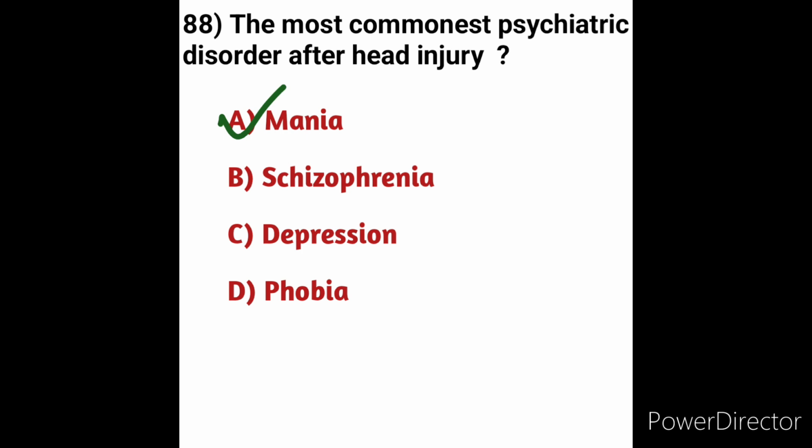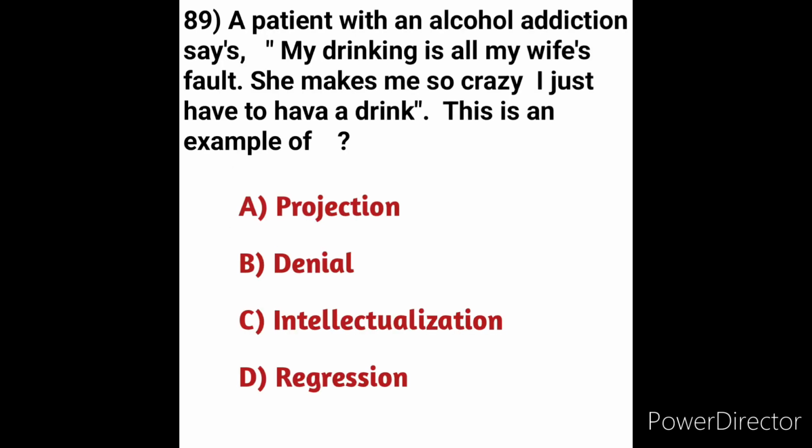Next we will move on to question number 89. A patient with an alcohol addiction says, "My drinking is all my wife's fault. She makes me so crazy. I just have to have a drink." This is an example of which, from the options. Option A projection, option B denial, option C intellectualization, option D regression.